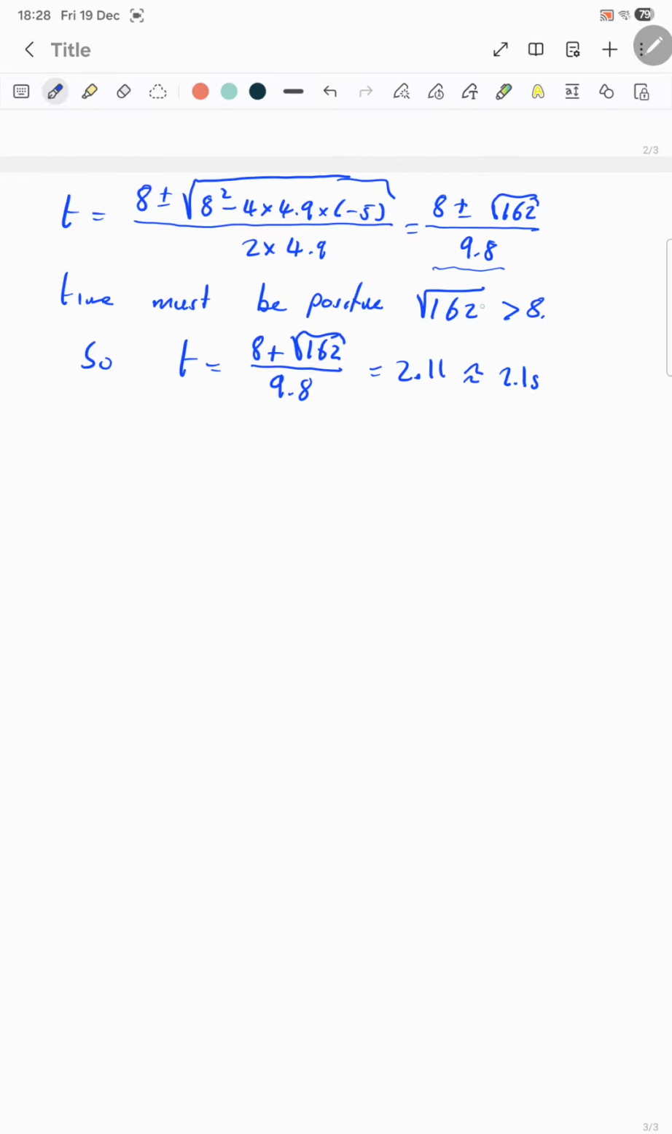which we get this, and time must be positive, so the root of 162 must be greater than 8. So our time is given here, or 2.1 seconds. And that's our second problem in dynamics.